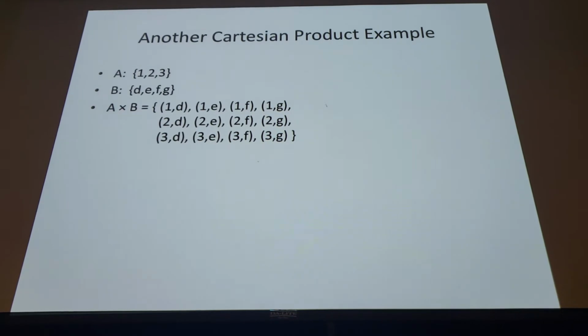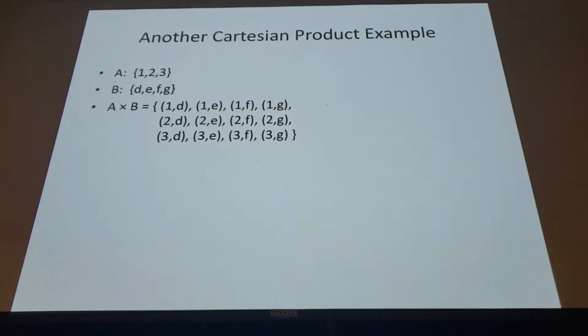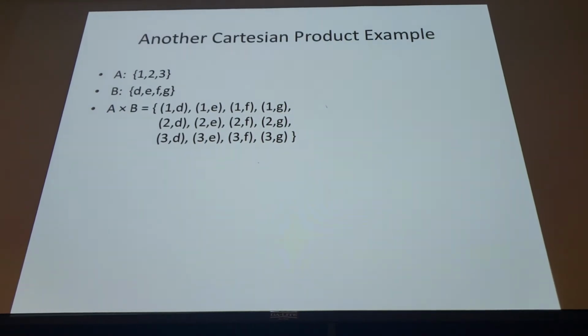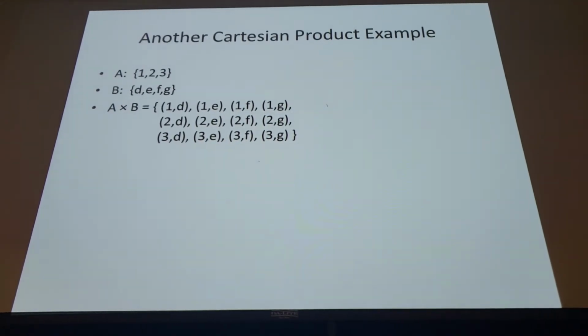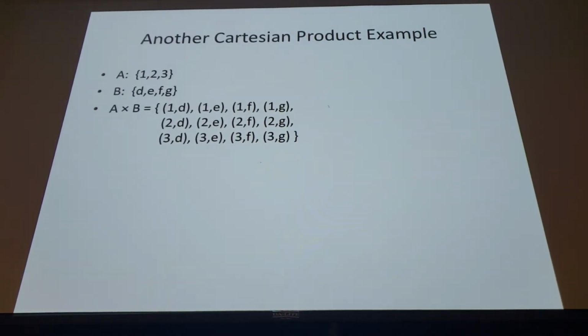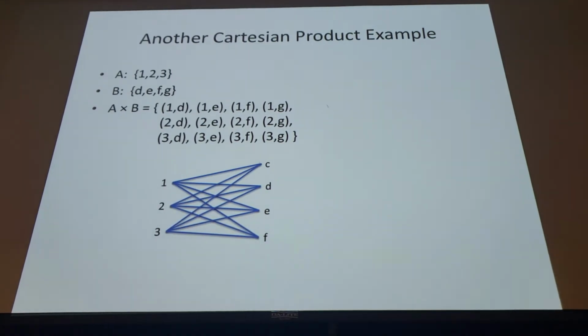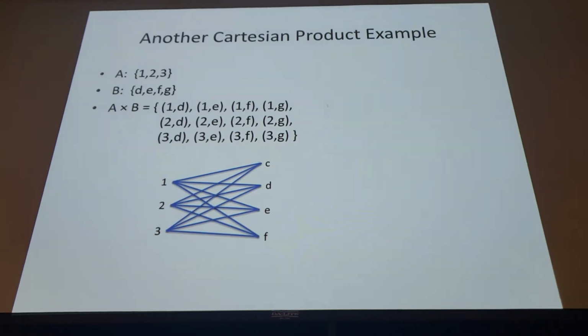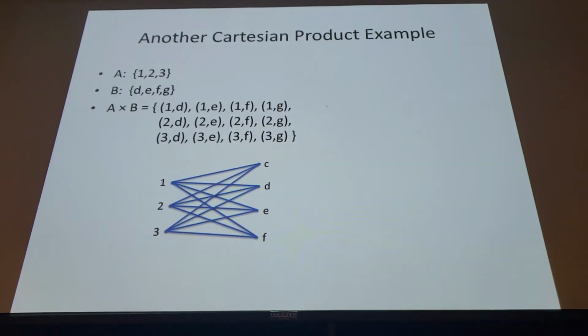Here's another example. If the domain of the first attribute A is 1, 2, 3, and the second is D, E, F, G, then the Cartesian product, which you write as A x B, the Cartesian product of A and B, would again be 12. 3 times 4 is 12. It's exactly those 12 things. So a relation with domain A for the first attribute and domain B for the second is any subset of the thing that's written there.